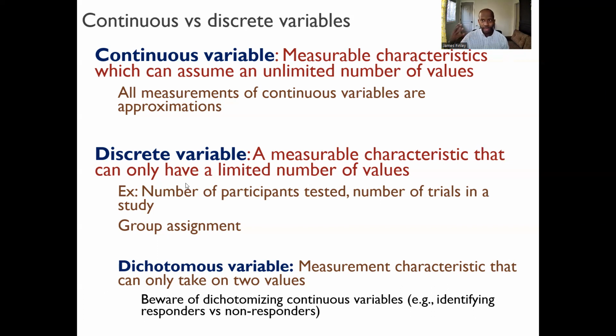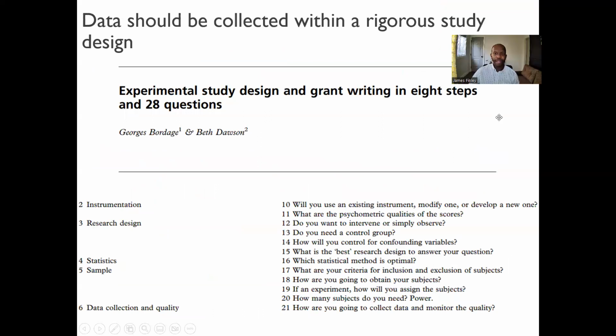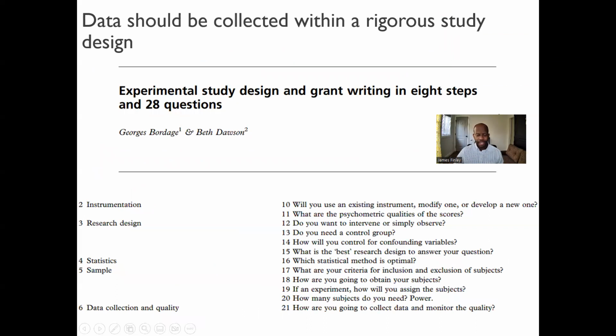Now we can sort of conceptualize different types of data and different types of variables. Again, I want to highlight the idea that when we make these measurements, these data should be collected within the context of a rigorous study design. So I'd like to share this paper. I use this paper in the course that I teach at USC. It's called Experimental Study Design and Grant Writing in 8 Steps and 28 Questions.